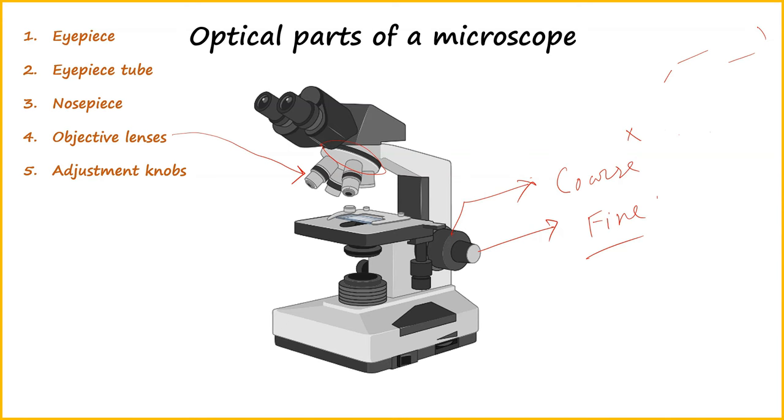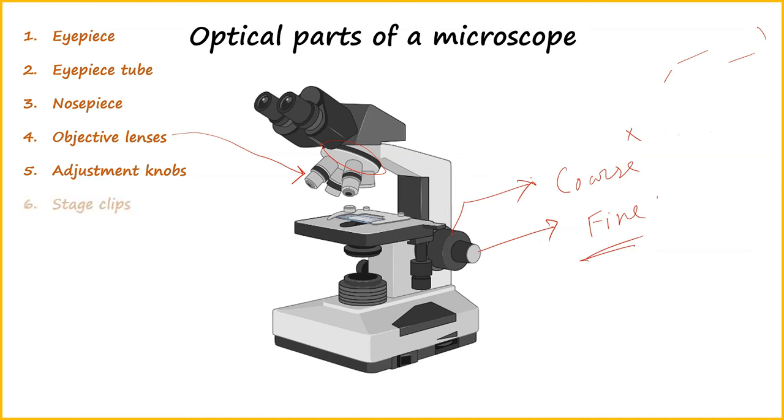The coarse knob is located at the right side of the microscope in case of a monocular microscope, and the fine adjustment knob is located at the left side in case of monocular. What are the applications? The coarse knob is used to bring a specimen into focus, and the fine knob is used to bring the specimen into focus in case of the oil immersion technique.